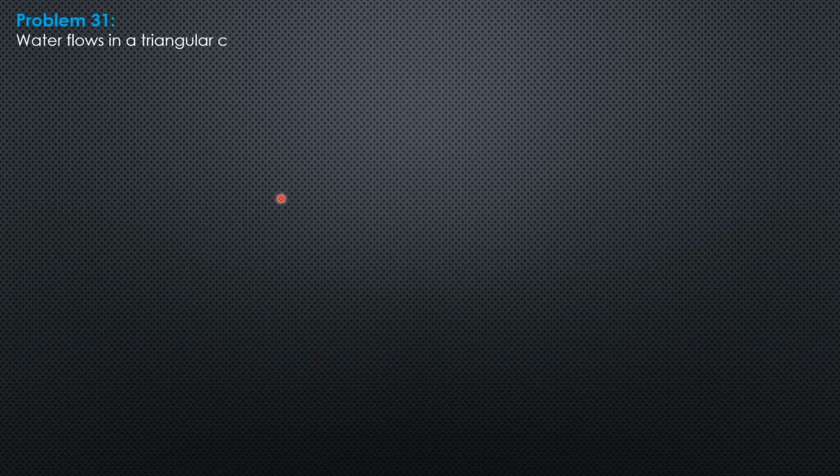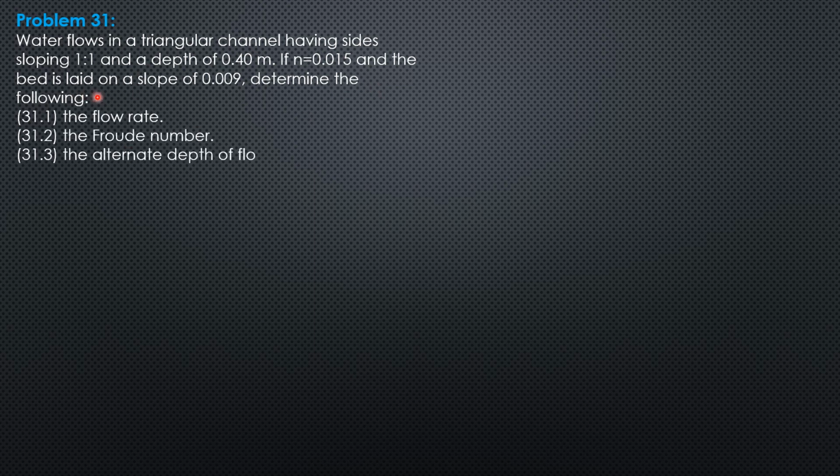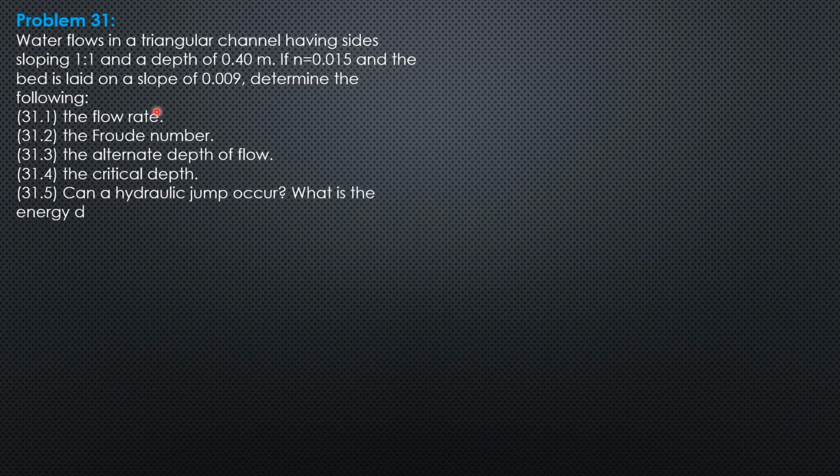Example 31. Water flows in a triangular channel having sides sloping 1:1 and a depth of 0.4 meter. The roughness coefficient is 0.015 and the bed is laid on a slope of 0.009. Determine the following: the flow rate, the Froude number, the alternate depth of flow, the critical depth. Then, can a hydraulic jump occur? What is the energy dissipated in watts?